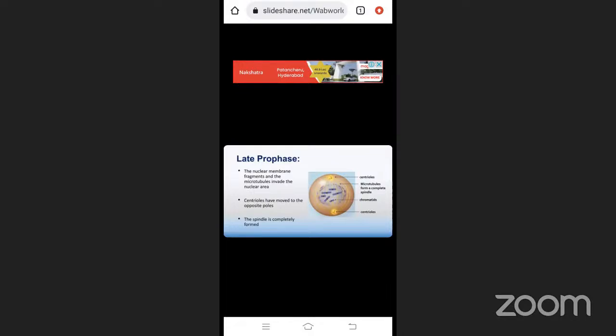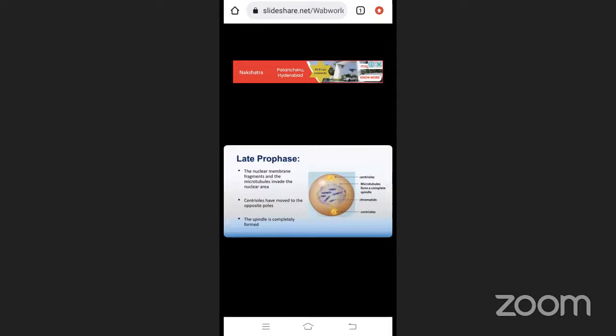Here, the chromosomal fibers, and the fibers that extend from one pole of the spindle to the other pole, are called the continuous fibers. The chromosomes get attached to the spindle fibers with their kinetochores, and their arms are freely in the cytoplasm.